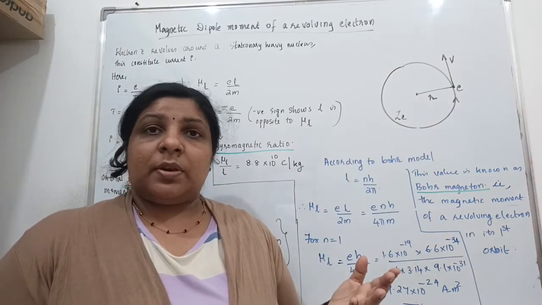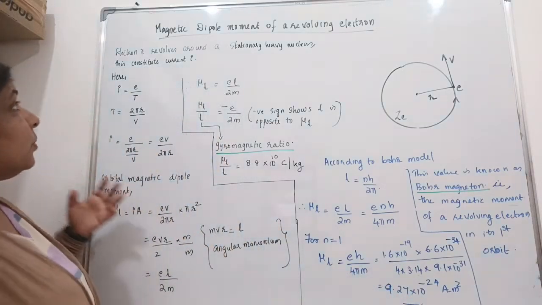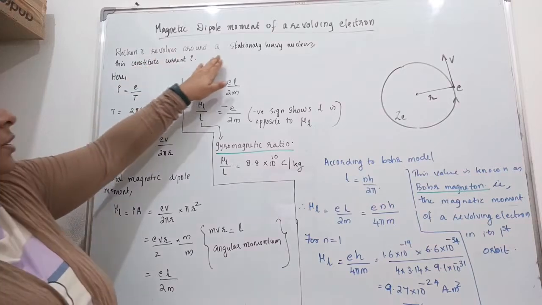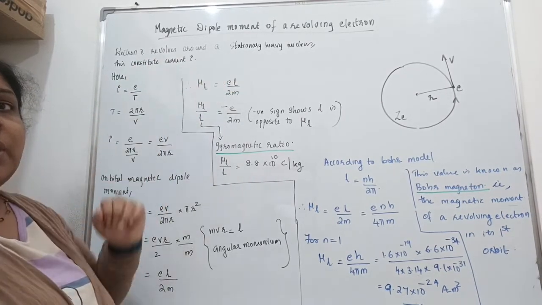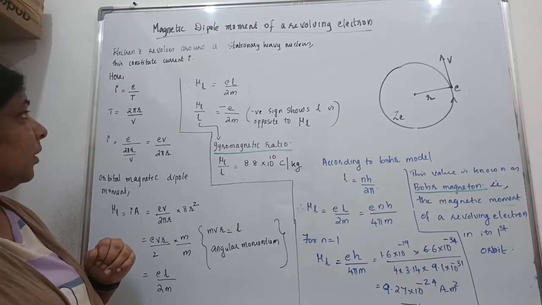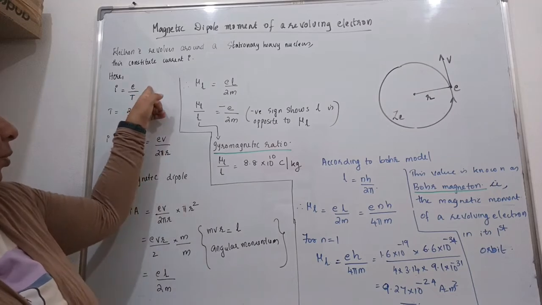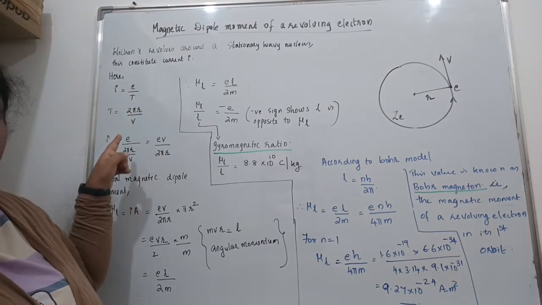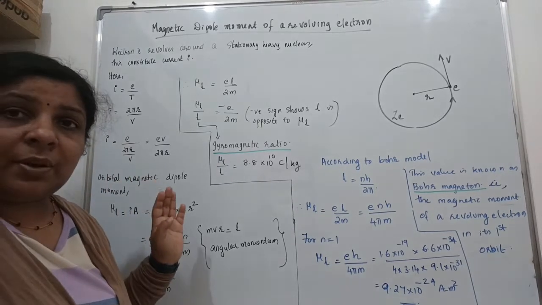When an electron revolves around the nucleus, obviously there will be a current. So the electron revolves around a stationary heavy nucleus. This constitutes a current I. Now I is equal to Q by T, that we know. Over here I will be equal to e, the charge, divided by T, the time period. Now time period we know it is distance by velocity.